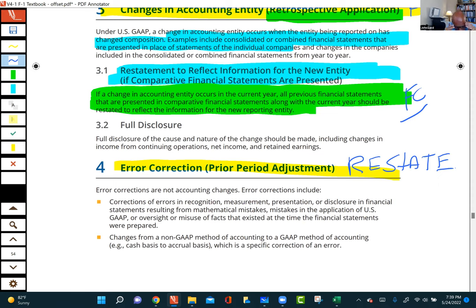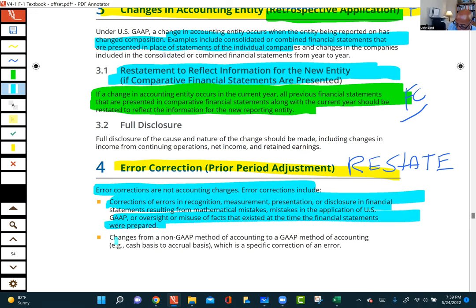Okay. All right. So let's just take a look at correction of errors. Corrections of errors are errors resulting from mathematical mistakes, misuse of facts, or a change from a non-GAAP method to a GAAP method. All of these are corrections of errors.